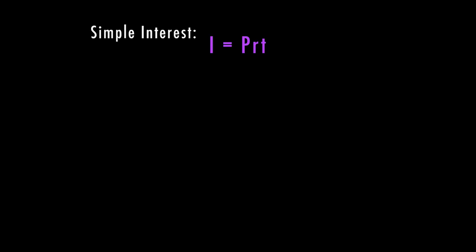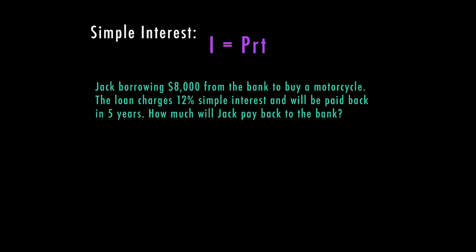Simple interest is going to be a fee that you pay when you borrow money. Let's start with an example where Jack is borrowing $8,000 from his bank to buy a motorcycle. The loan charges 12% simple interest and will be paid back in 5 years. We want to know how much Jack will pay back to the bank.